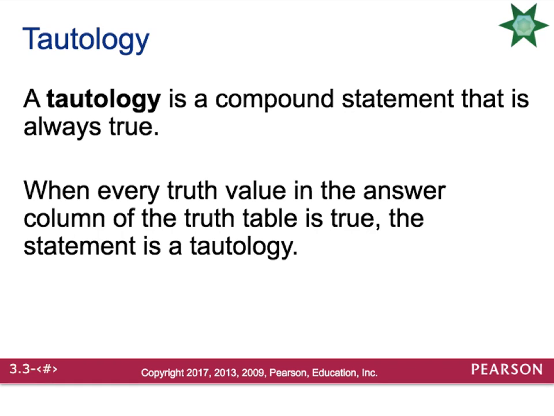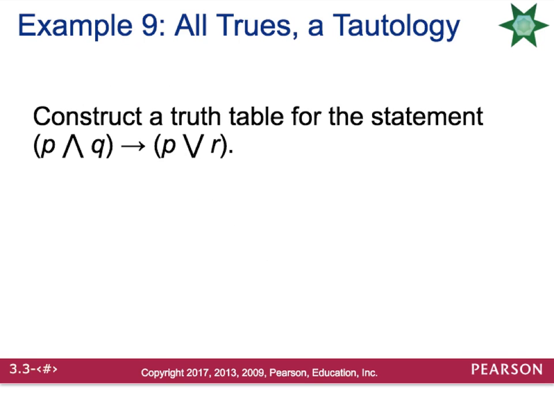A tautology is the opposite of a self-contradiction. It is a compound statement that is always true. So when you look at the truth table, your final answer column will have all truths. If that happens, you are working with a tautology. So I'll show you an example of a tautology.